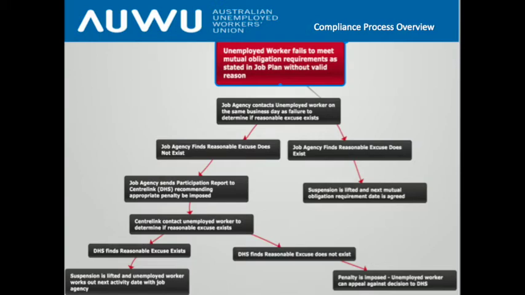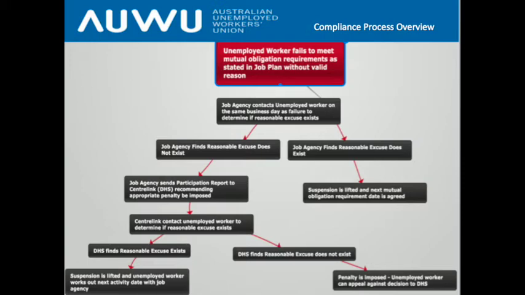An unemployed worker fails to meet a mutual obligation requirement as stated in the job plan without a valid reason. And when I say valid reason, that means that the unemployed worker hasn't called up in advance to say that, for example, they couldn't attend an appointment. They haven't made an arrangement with the job agency to say that they're not going to be able to attend whatever that activity is. So that's called a valid reason when an unemployed worker calls in advance.